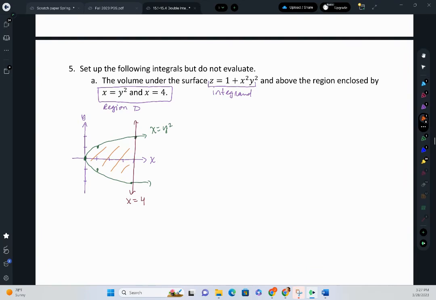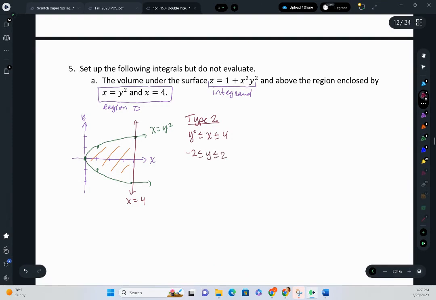We need to figure out if we should use type 1 or type 2. I'm looking at this, and as strange as it seems, it looks like we could do a type 2 where the parabola is on the left and the vertical line is on the right. And then y would go from -2 to 2. So I'm going to go ahead and do that. I'm going to use a type 2 region. And so we'll have y squared on the left of x and 4 on the right. And while that's happening, y is going between -2 and 2.